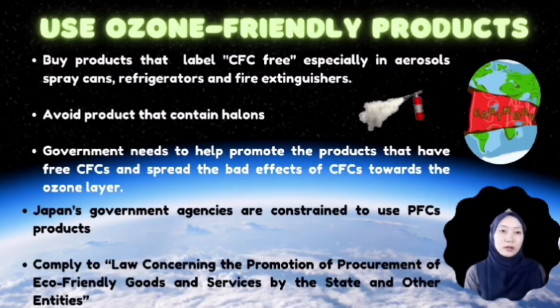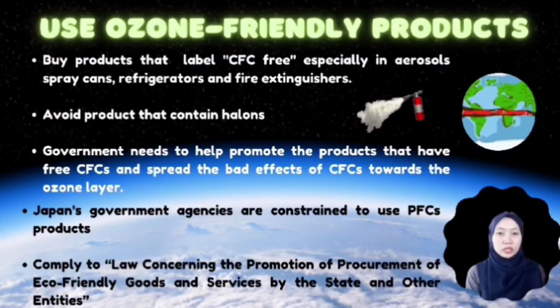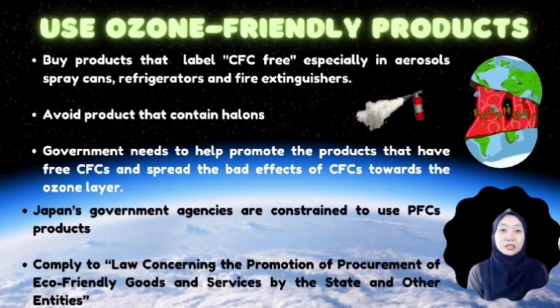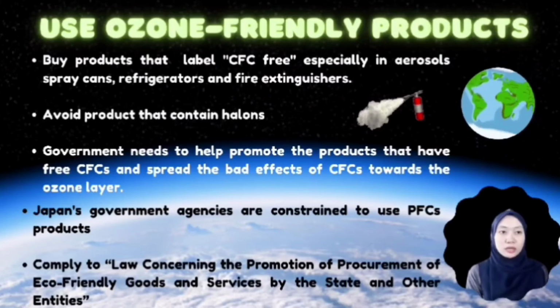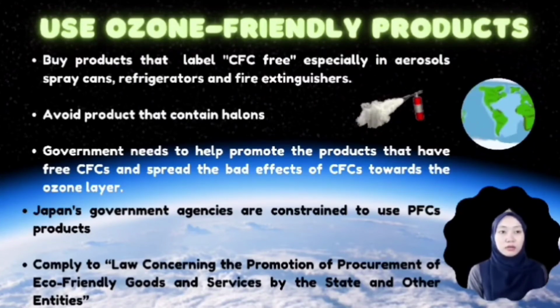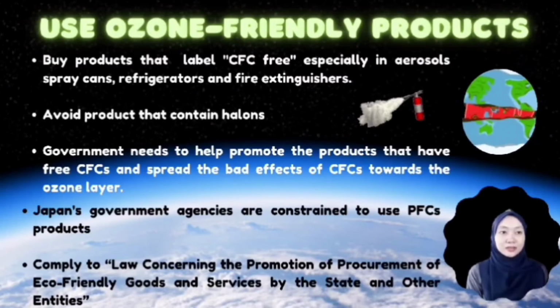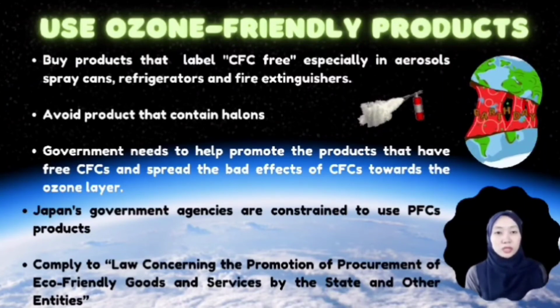The government needs to help promote the products that are free of CFCs and spread the bad effect of CFCs toward the ozone layer. For example, in Japan, their government agencies are required to use CFC-free products, following a law concerning the promotion of procurement of eco-friendly goods and services by the state and other entities. Other countries also need to emulate how Japan does to preserve the ozone layer.